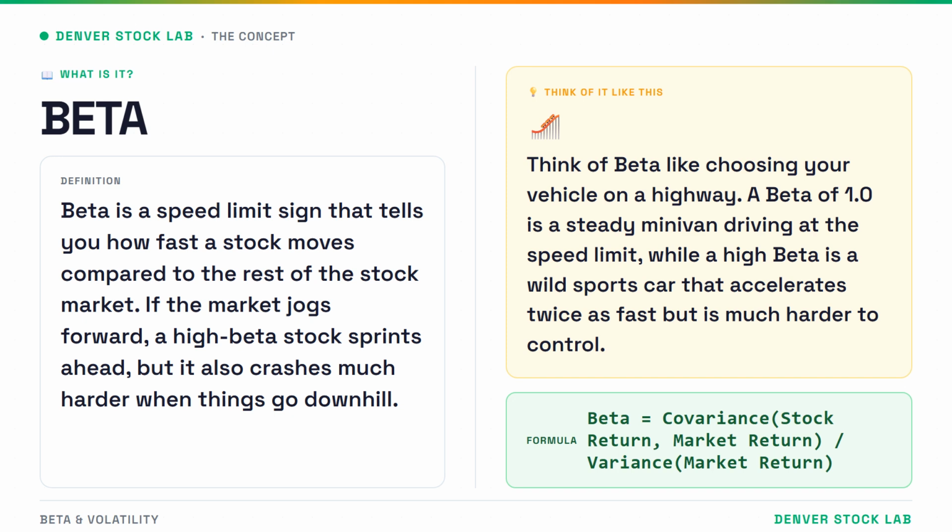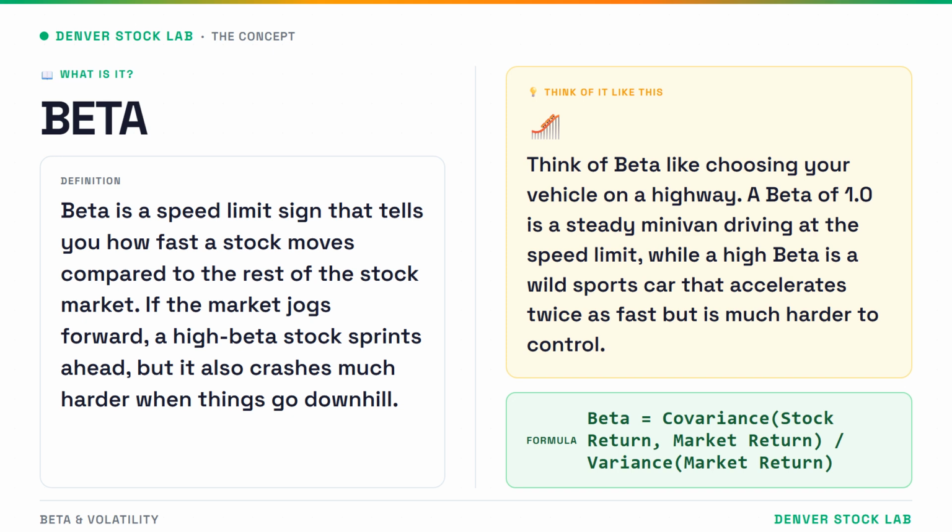If you buy a stock with a beta of exactly 1.0, it means that stock is swimming at the exact same speed as the river. If the river flows forward by 1%, your stock moves forward by 1%. If the river drops by 1%, your stock drops by 1%. It is a perfect mirror.